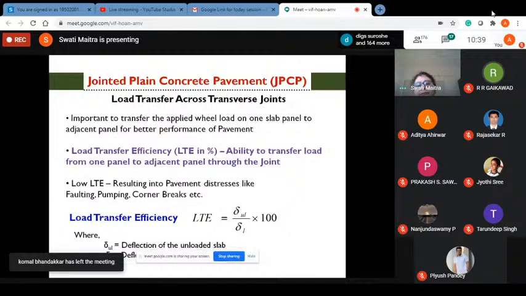When the top temperature is more, the slab curls downward, and tension is developed at the bottom. If that stress exceeds the strength, there will be cracks. So we call it bottom-up cracking. In the reverse case, when the top temperature is less and the bottom temperature is more in night time conditions, and the stress exceeds the critical limit, then cracks may develop from the top and go down. So this is called top-down cracking.